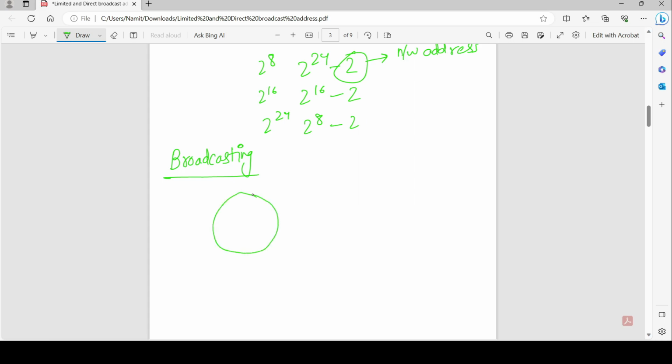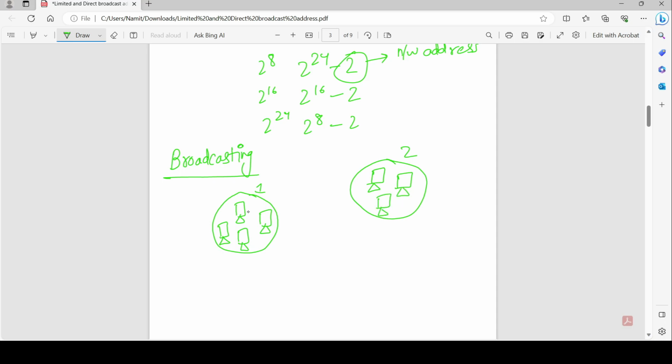Let's say this is my network 1, so I'll write 1 over here. Let's say this is my network 2. There are different hosts in between, so I'll draw them. Beg your pardon, my drawing is actually very good. It is very good.